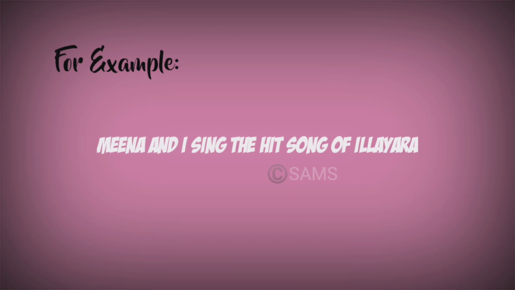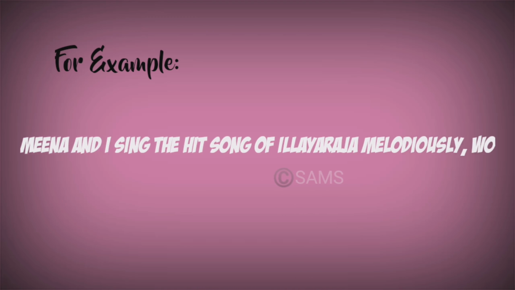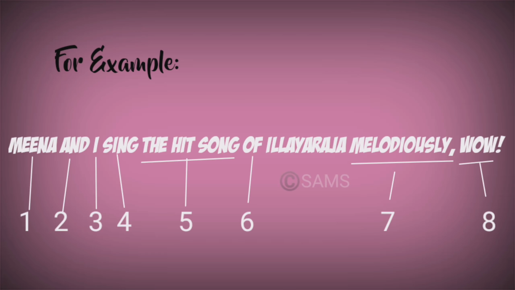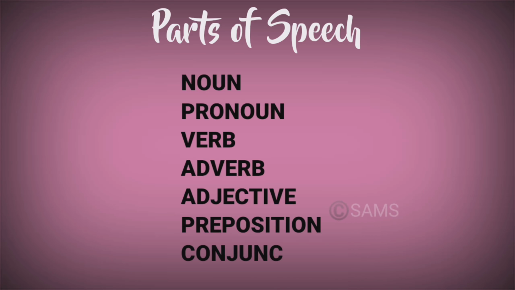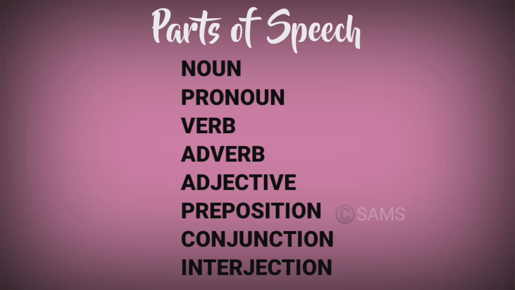For the given sentence, "Meena and I sing the hit song of Ilayaraja melodiously." In this sentence, words are divided into 8 parts according to the work they do in a sentence. This is called parts of speech. They are 8 in number. What are they? They are noun, pronoun, verb, adverb, adjective, preposition, conjunction, interjection.